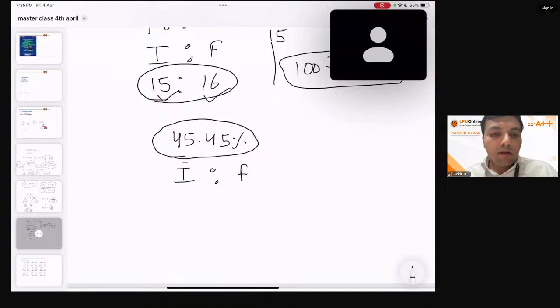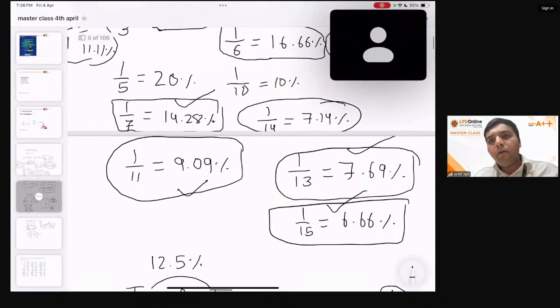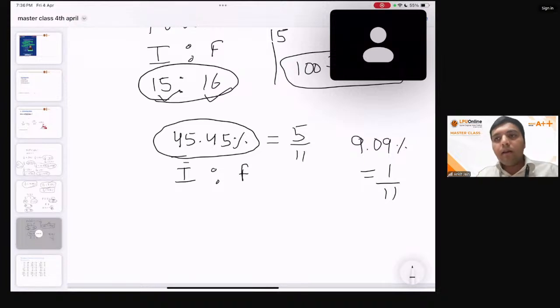No. Check your answers, Arpit. First you have to derive the fraction of 45.45%. We have discussed the values. 45.45 is a multiple of 9.09. 9.09% is 1 by 11. So 45.45% is 5 by 11, 5 times 9.09.